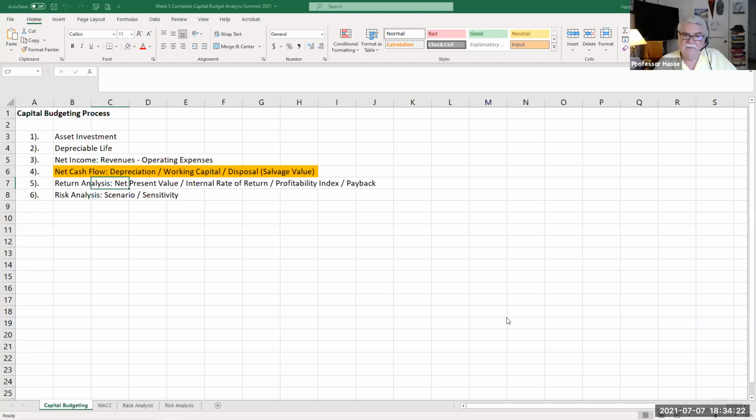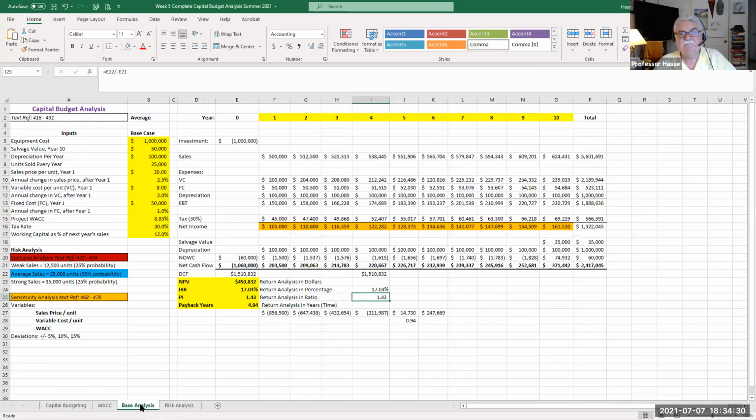This is our spreadsheet for this week's class. This is a capital budget analysis for a 10-year project. Kind of looks familiar a little bit. It's determining the cash flows generated off an investment of $1 million over its depreciable life of 10 years. We don't go 15 years. We don't go 5 years. The bean counters, or the accountants, and the IRS tell us to do a capital budget analysis based on its depreciable life.